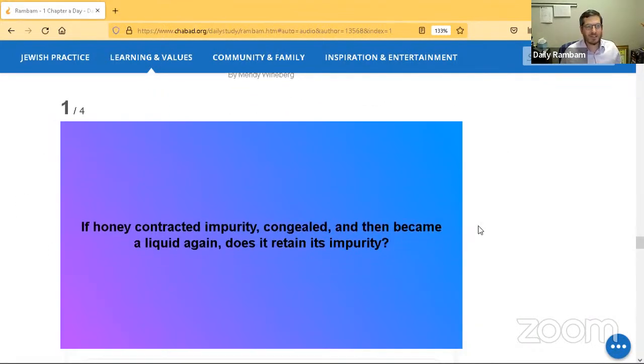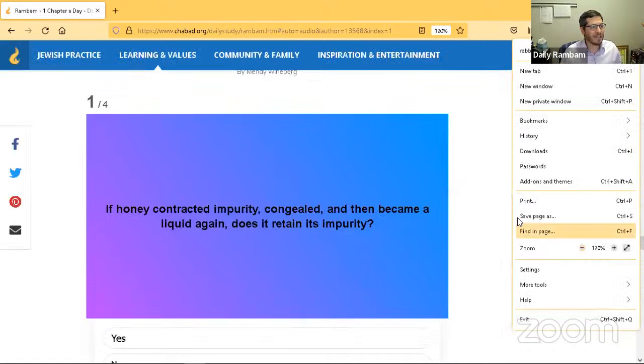Okay, that brings us to the end of chapter 11. Let's take a look at some of the questions and see if we can review the chapter together.